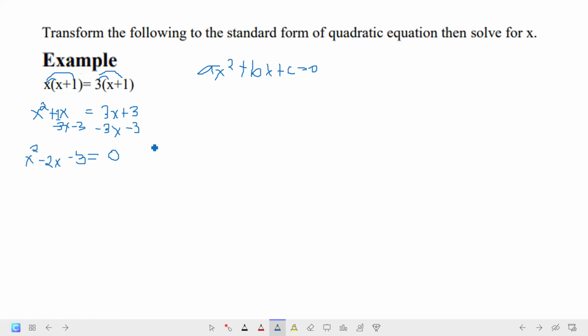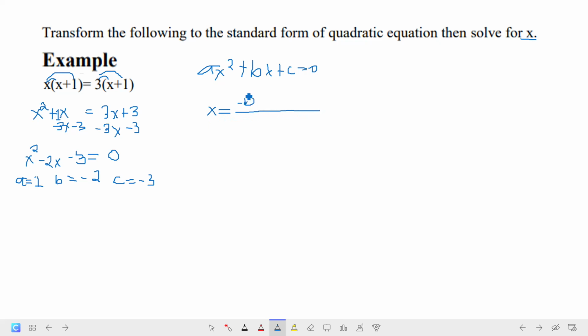Now we are ready to solve for the roots. In this case, I want to apply the quadratic formula. So I need to determine the values of a, b, and c. The value of a is 1. The value of b is negative 2. And the value of c is negative 3. Now we already determined the values of a, b, and c, and we are ready to solve for x by applying the quadratic formula.